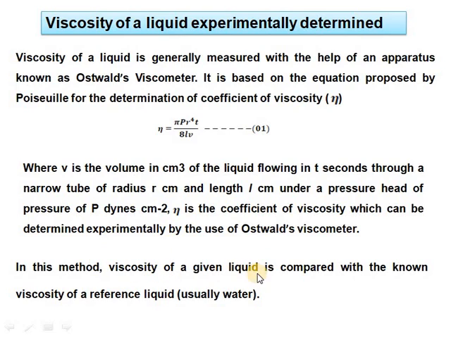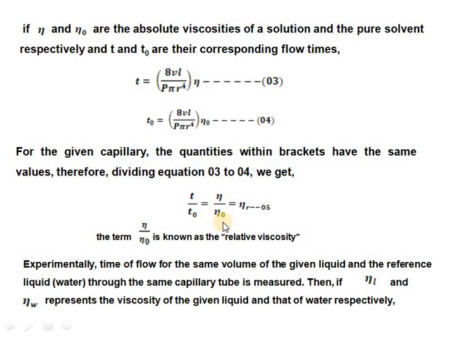In this method, the viscosity of a given liquid can be compared with the known viscosity of a reference liquid, usually water. If eta and eta 0 are the absolute viscosities of a solution and pure solvent respectively, having t and t0 as their corresponding flowing times, then t is equal to 8 into Pl upon p pi r raised to 4 into eta, and t0 is equal to 8 into Pl upon p pi r raised to 4 bracket into eta 0.